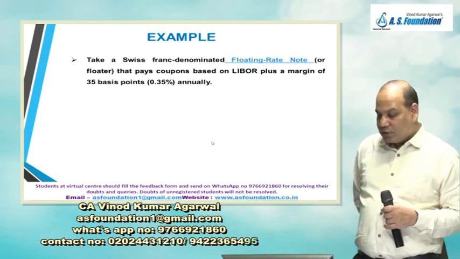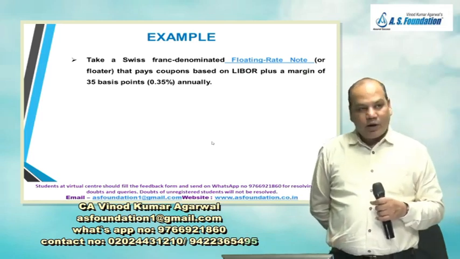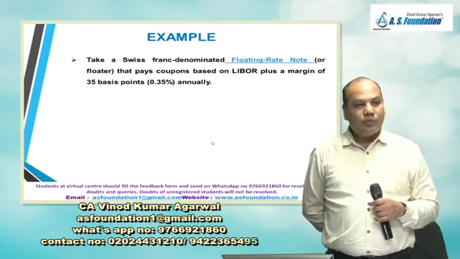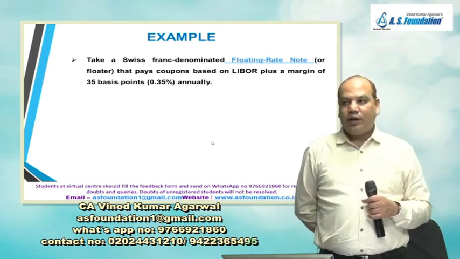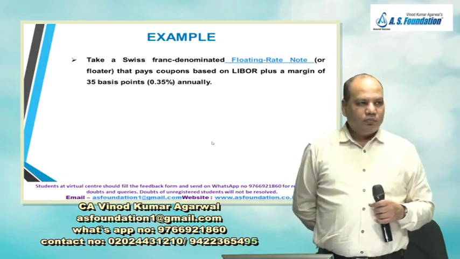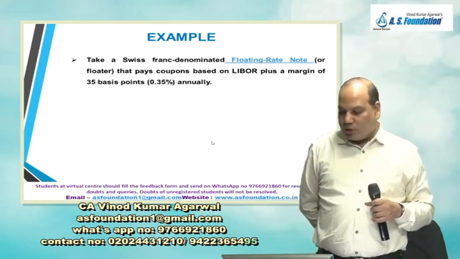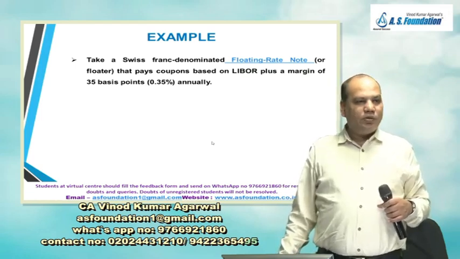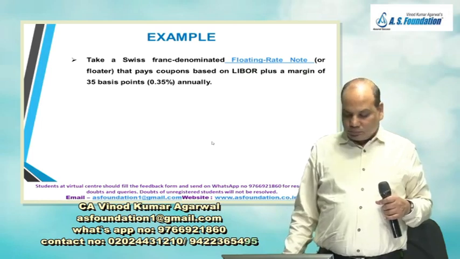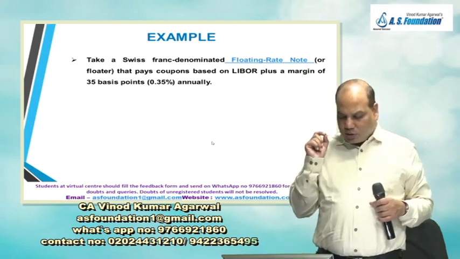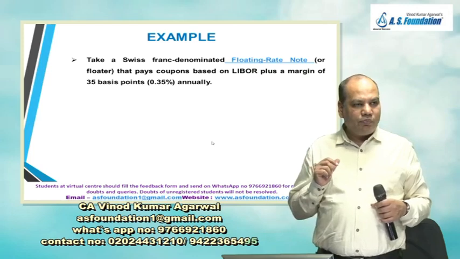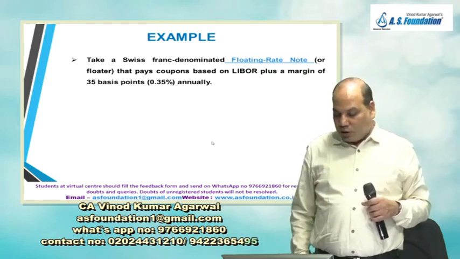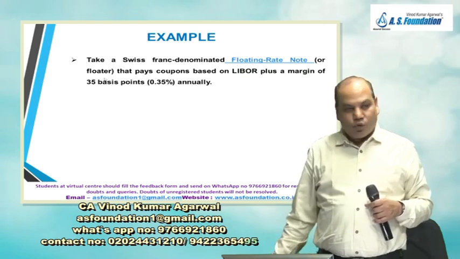For example, there is an example also given. Take a Swiss franc denominated floating rate note. Floating rate note means what? A floating rate debt instrument. Note means debt instrument for shorter maturities. And bond means higher maturities. Okay. So when normally the maturity is less than 5 years, we call it note. And it is more than 5 years, we call it bond. In short, they are directly called floater.